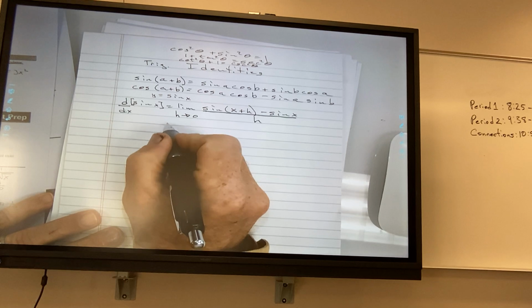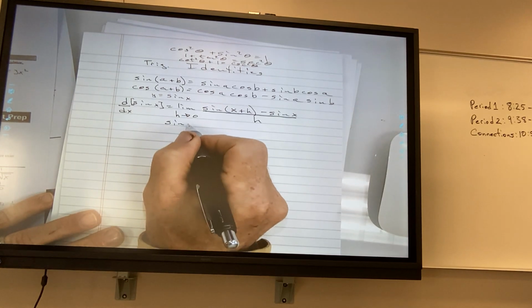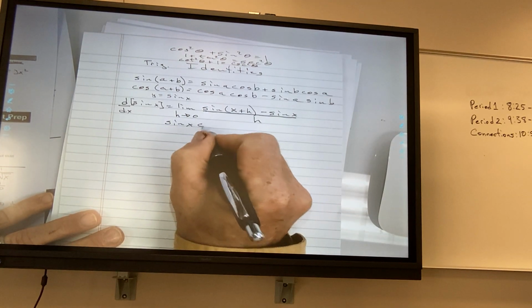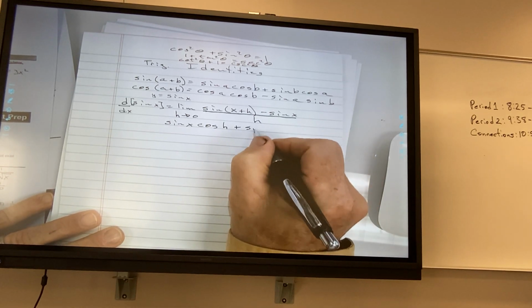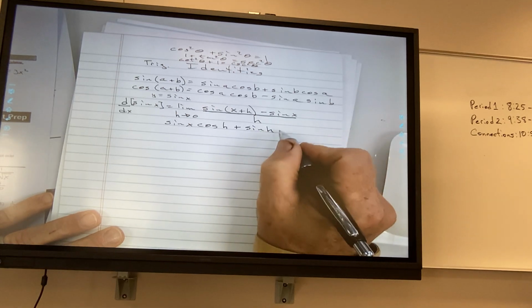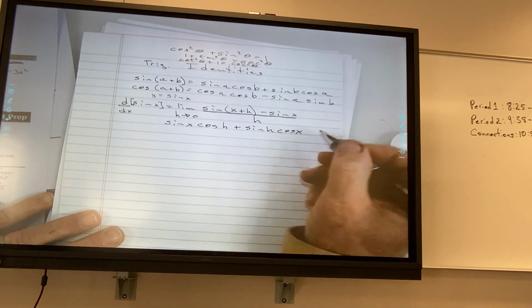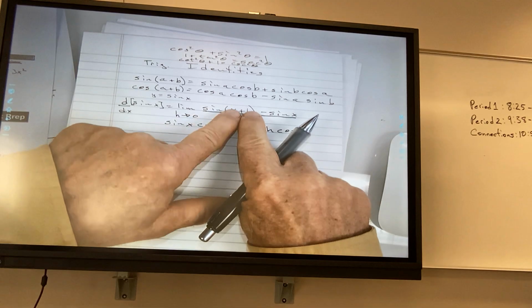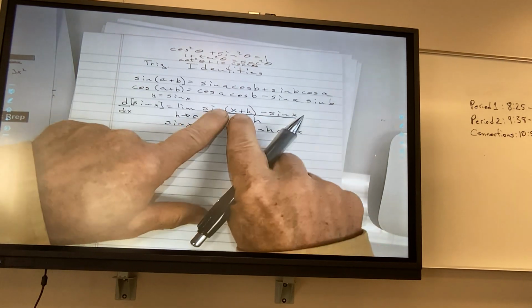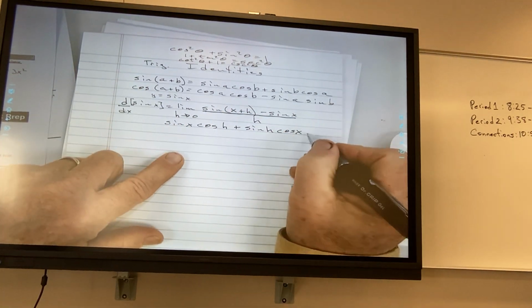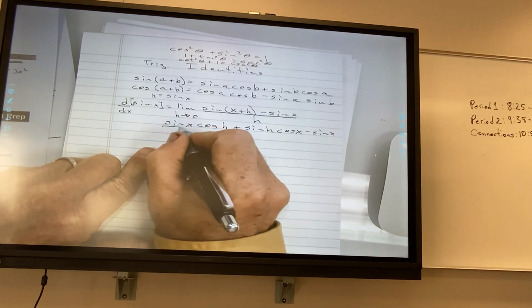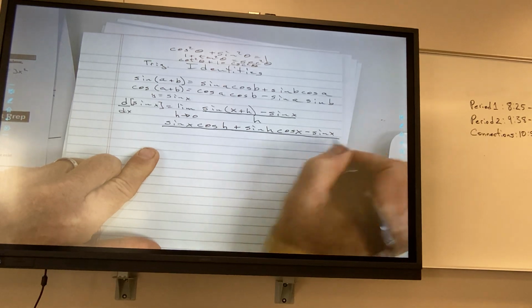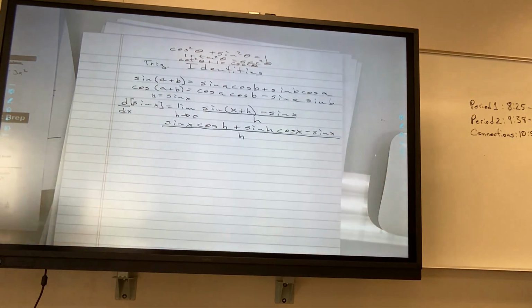So I'm going to write this as the sine of x times the cosine of h plus the sine of h times the cosine of x. I took this part and expanded it like that. So we basically just did sine of A plus B and replaced the A and the B with x and h? Correct. Same formula, different variables. Yep, exactly.